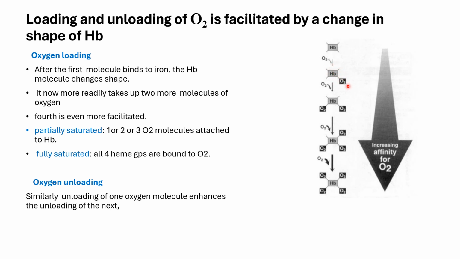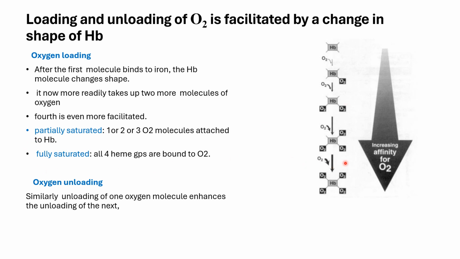And when the second molecule of oxygen attaches, there is a further change in shape, and there is more affinity for the third oxygen. So you can say these oxygen molecules are cooperating, they are helping each other to bind to the hemoglobin. Similarly, when 3 oxygen molecules are attached, this hemoglobin has more affinity for oxygen compared to this one. So as more oxygen is attached, there is increased affinity for oxygen in the hemoglobin.